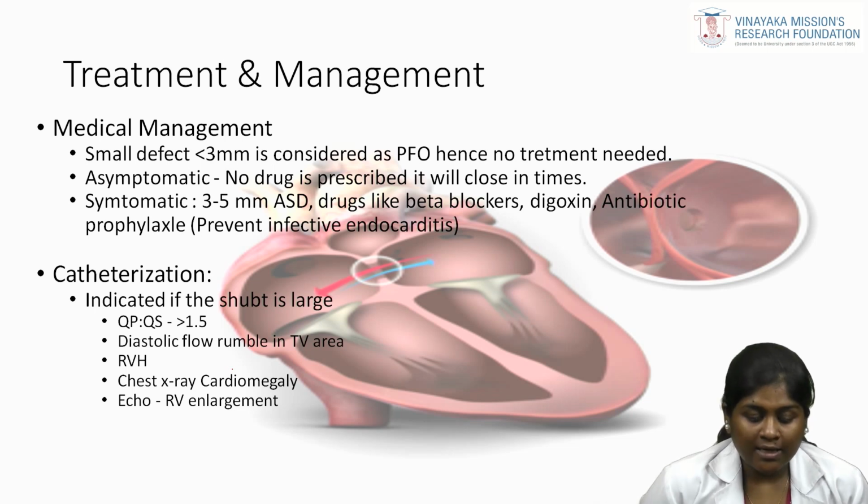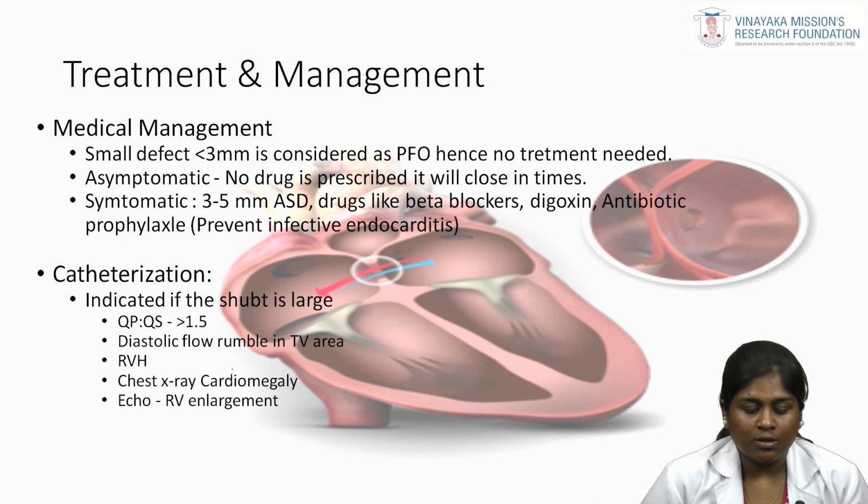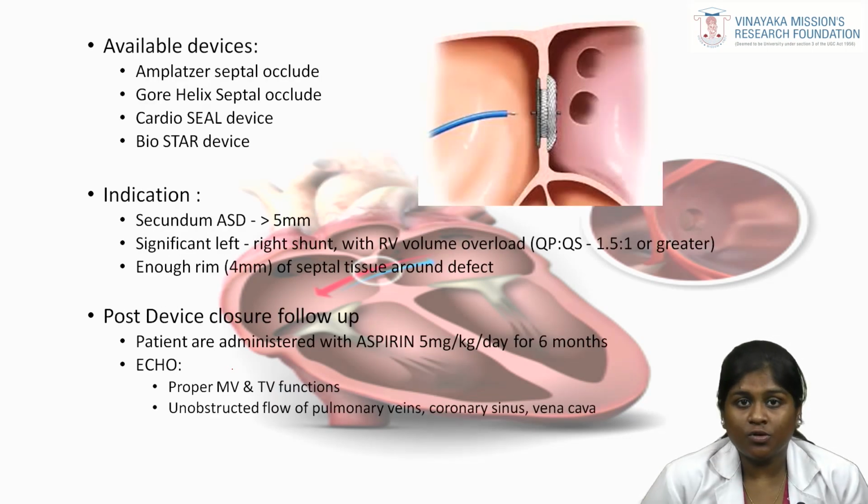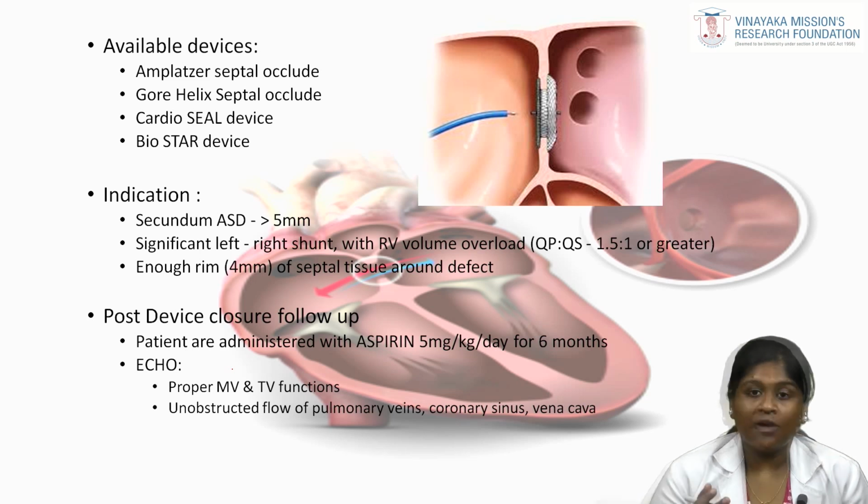So catheterization is indicated if the shunt is large, that is the QP:QS ratio we have measured with Doppler is greater than 1.5, or there is a diastolic flow rumble in the tricuspid valve area, or if the patient has right ventricular hypertrophy, the chest x-ray shows cardiomegaly, and echo shows right ventricular enlargement. With these criteria we will move on to the intervention procedure, that is catheterization. Through the intervention procedure we place a device to close the left to right shunt.